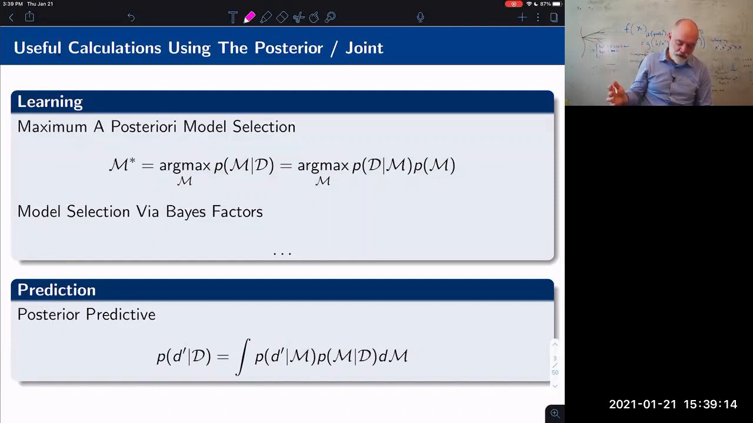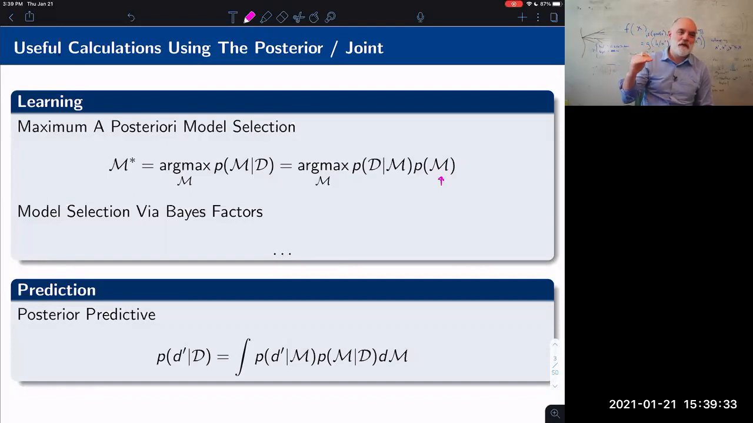But anyway, what do we do with the posterior or joint? Well, we can do model selection. We can take an argmax over the models given the data, which because of Bayes' rule, we can turn around. And this is actually how we do model selection in the Bayesian context. This could be an indexed set of models.